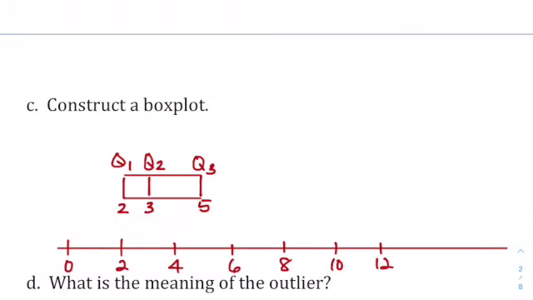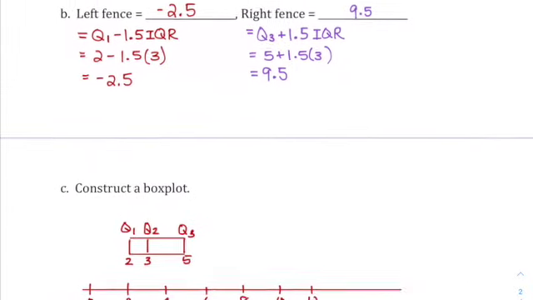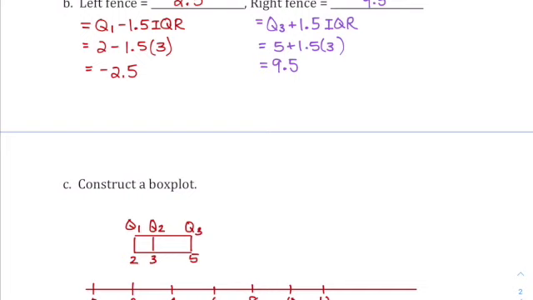Now, here is the tricky part. You come down here and say, Miss Weisman, my right fence is at 9.5, but I have a piece of data, the maximum, that is 12. You told me anything bigger than 9.5 is going to be an outlier. So where should I draw my maximum? Okay, this is where it gets tricky.